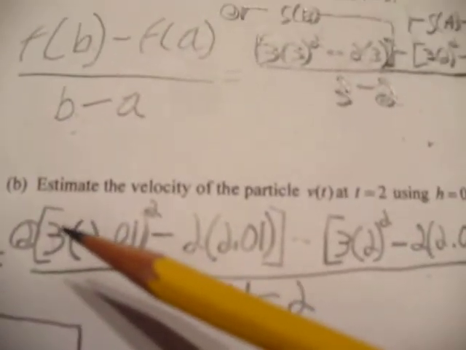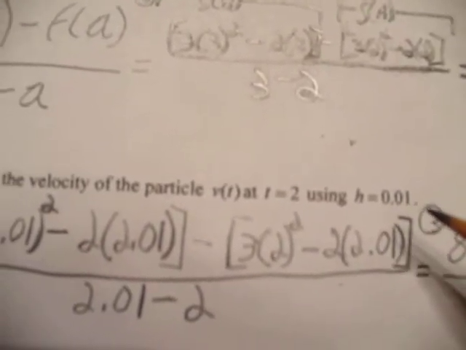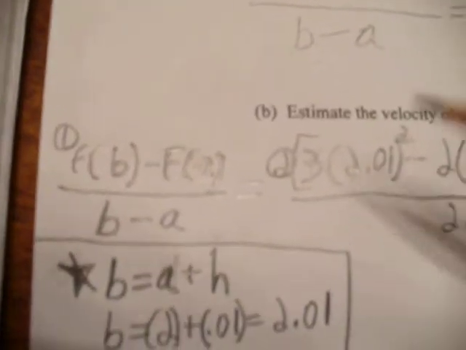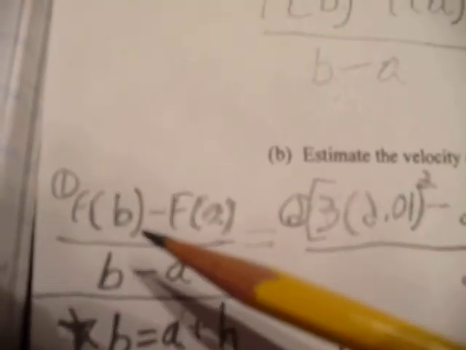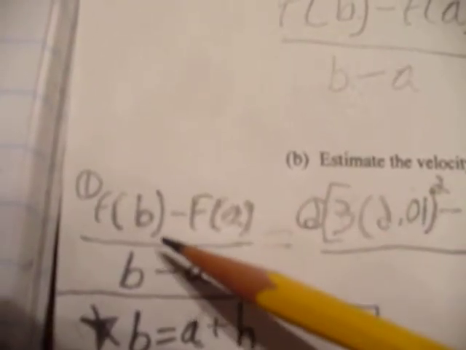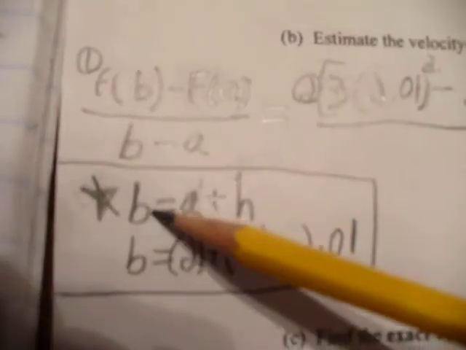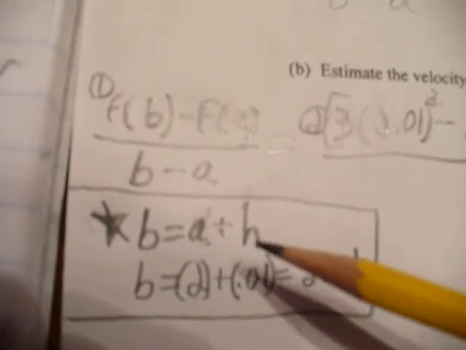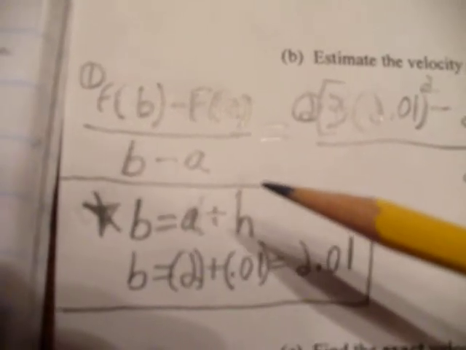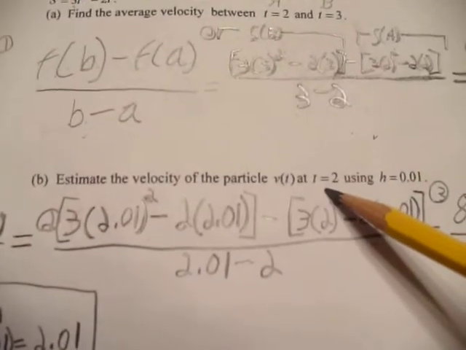For B, it says estimate the velocity of the particle Vt at t equals 2 using h equals 0.01. For starters, just like we did in the last equation, use the same formula for the estimation: f of b minus f of a over b minus a. It is important to note that b equals a plus h, which in this equation, a, the only value given, t, equals 2.